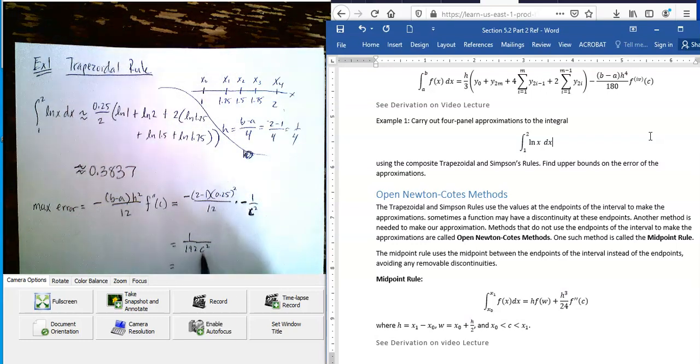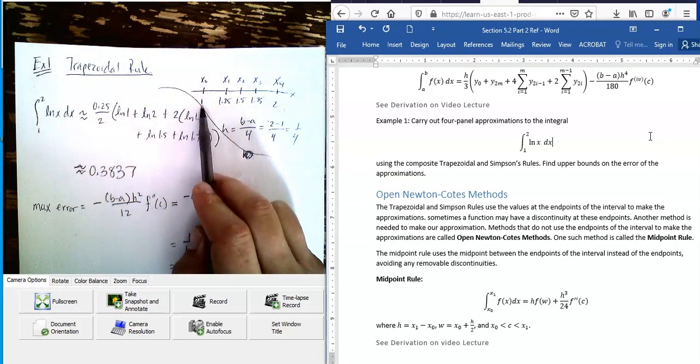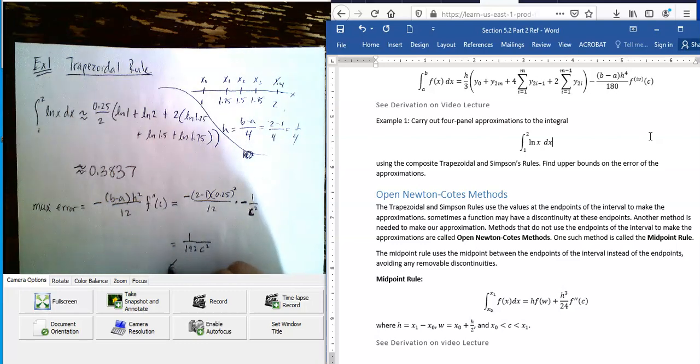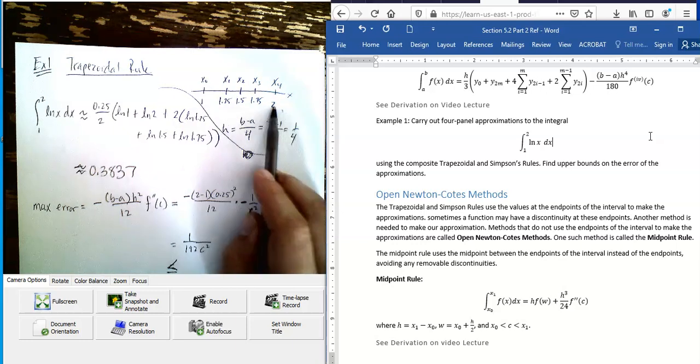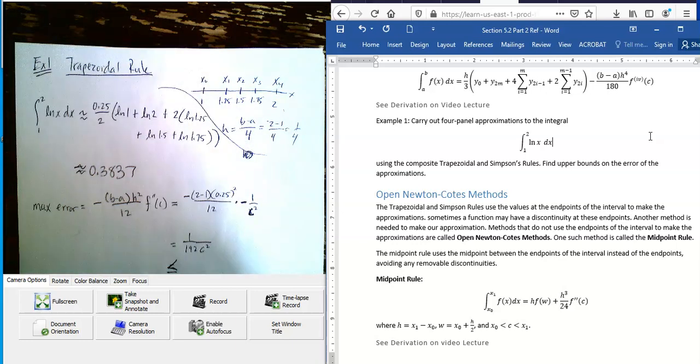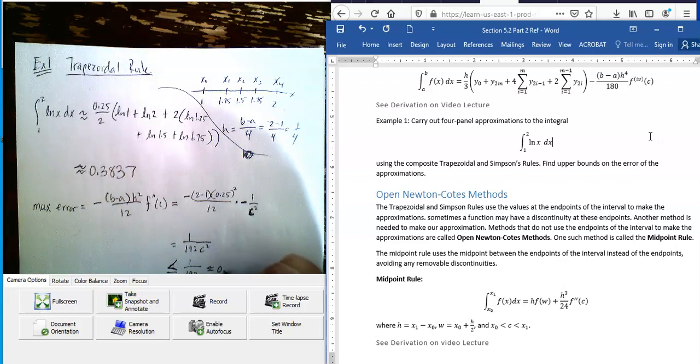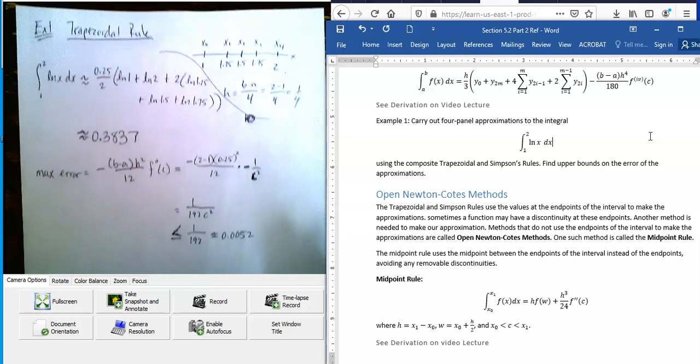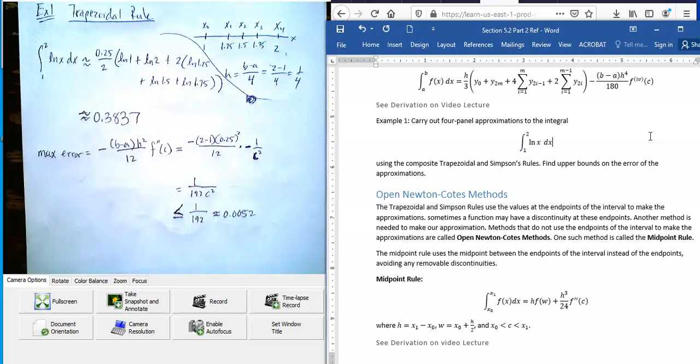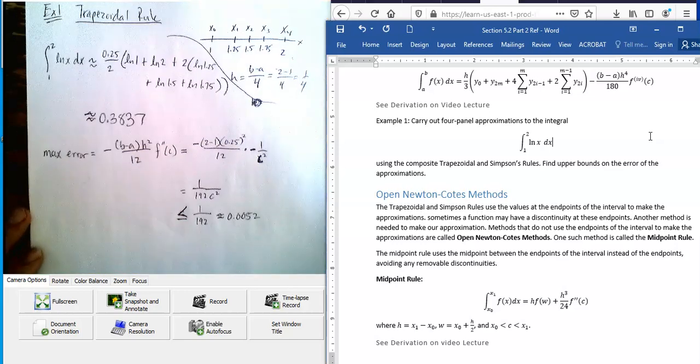This is 1 over 192. So which endpoint is going to provide the maximum would be the lowest of the two endpoints. So using 1, this is less than or equal to, remember c is between 1 and 2. So 1 would provide the max error, so that would be 1 over 192, or approximately 0.0052. So this is the max error for our trapezoidal rule.